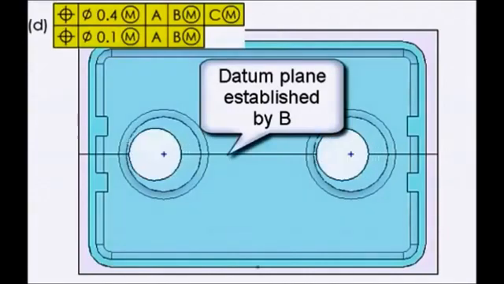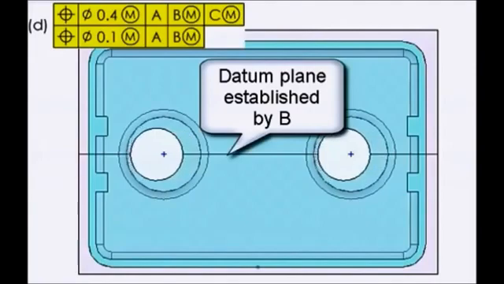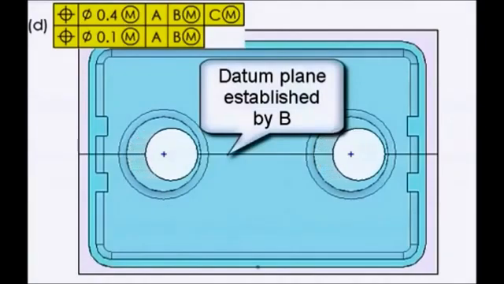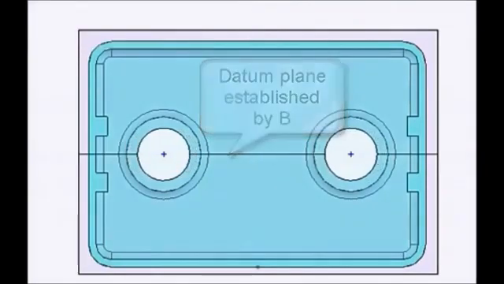The last feature control frame is called two single segments. Notice there are two position tolerances. This is controlling the location between the holes, the perpendicularity to A, and the location to B within 0.1. The pattern can float relative to the plane established by C within 0.4.